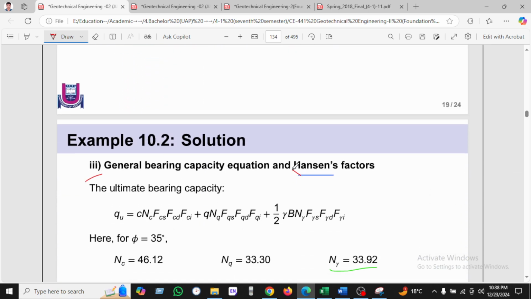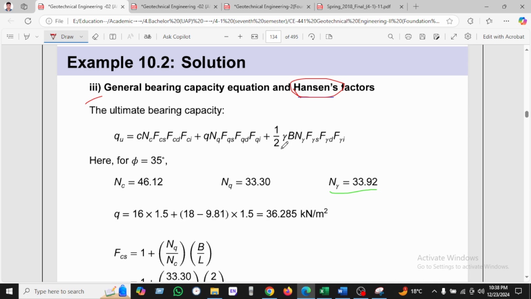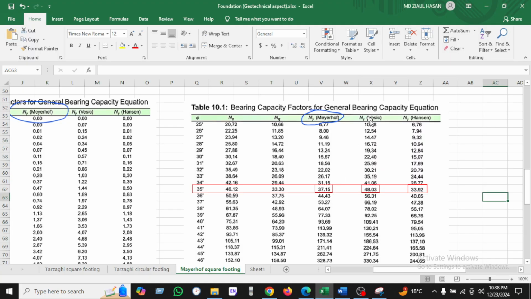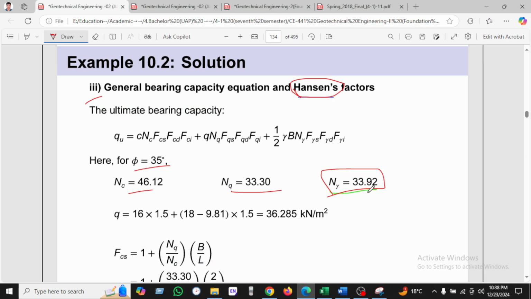So number 3, we will solve this with Hansen. All the equations are the same, but the change will be when phi is 35. The change will be in Nc, Nq and N gamma, especially N gamma. So let's see, here is the Hansen table. When phi is 35, Nc equal to 46.12 and Nq equal to 33.3, but N gamma will be 33.92.